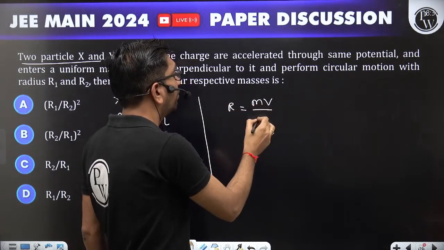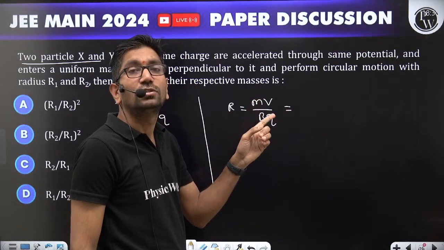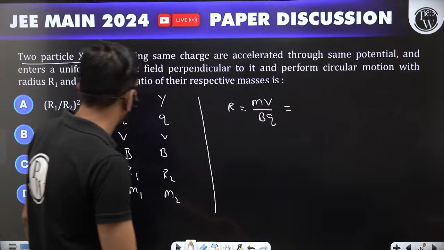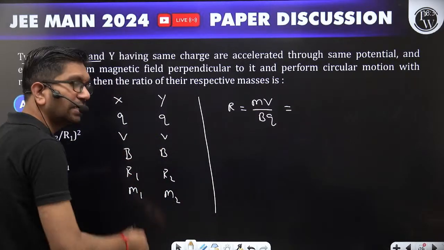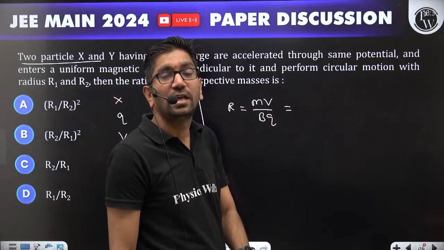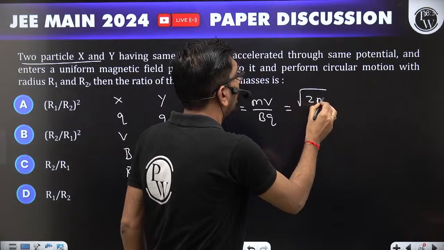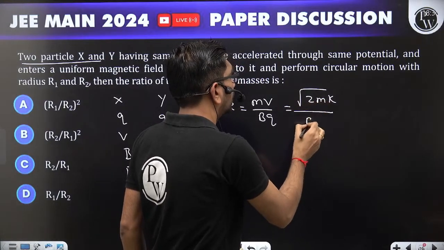What is that one? mv by bq. Okay, this is momentum, right? So here we require the potential, right? First of all, tell me the relationship between kinetic energy and the momentum. What is it, beta? Under root of 2mk. Yes, correct. So this is bq.